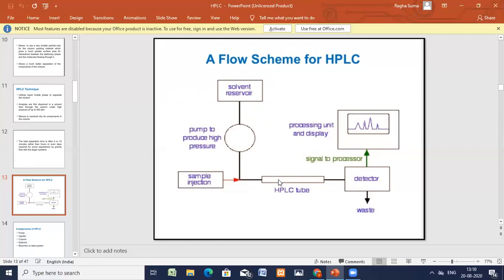Employing these pumps, with high pressure, nearly 7,000 psi, separation times are achieved that are short when compared to gas liquid chromatography.